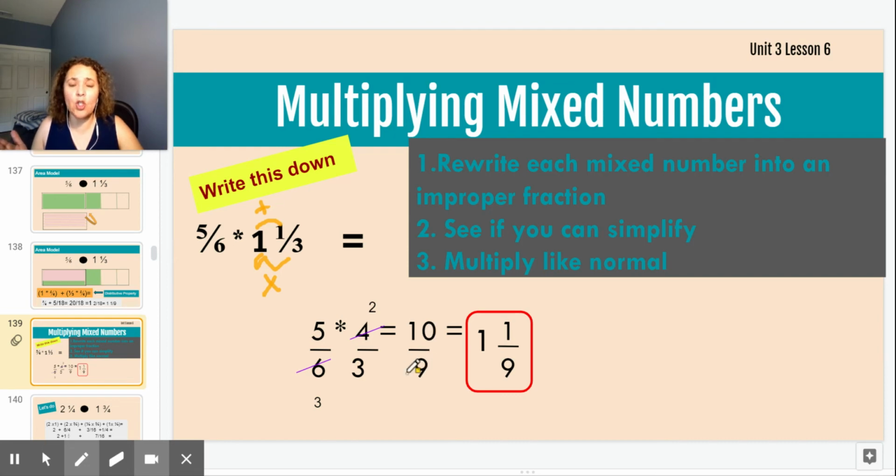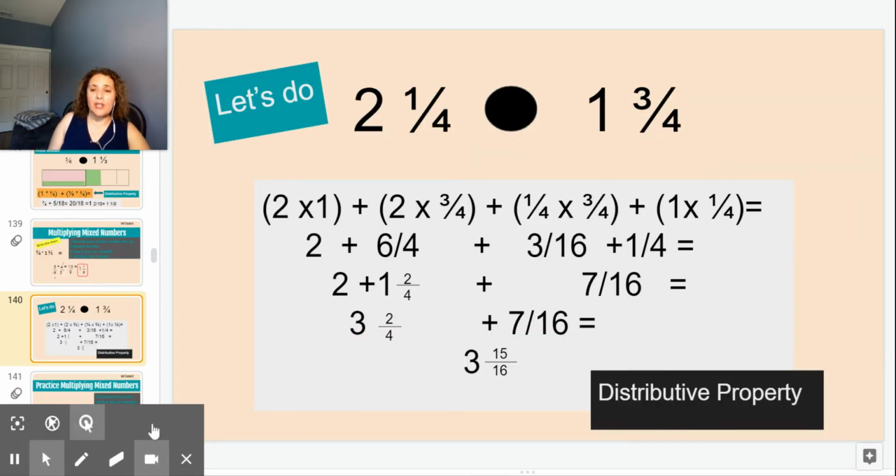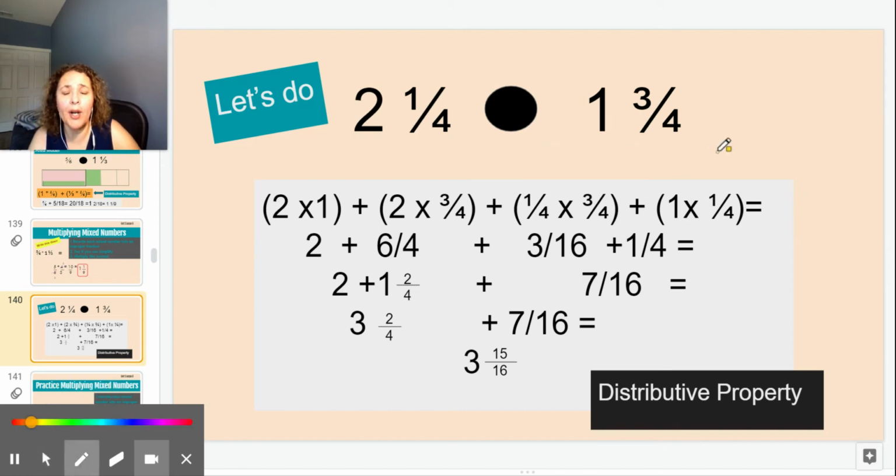10/9, which turns out to be 1 and 1/9. Okay? So write this down, please. Very, very important. Okay, let's do one together. So write down 2 1/4 times 1 3/4.